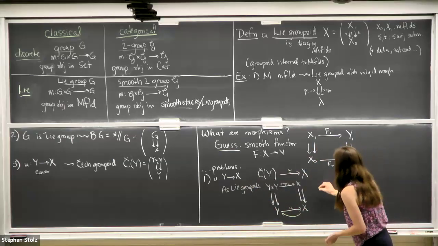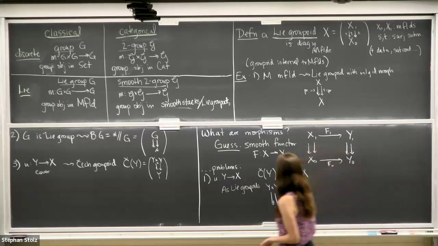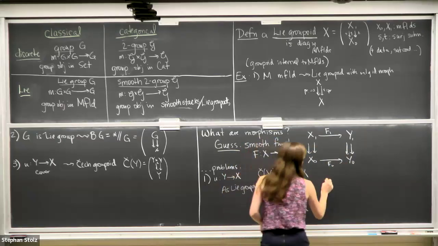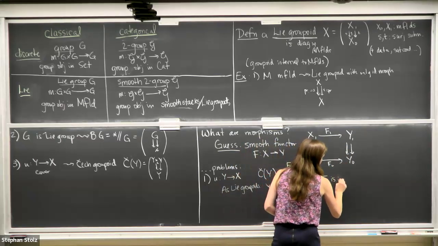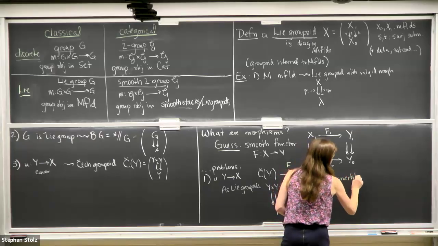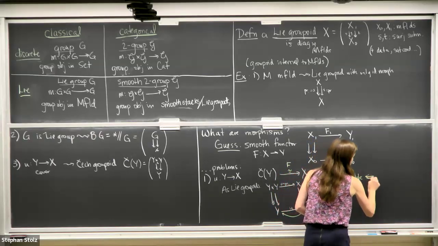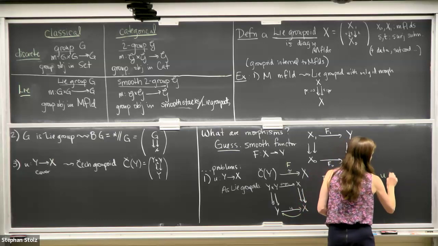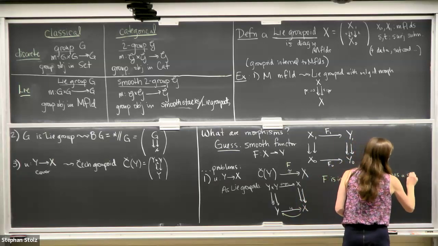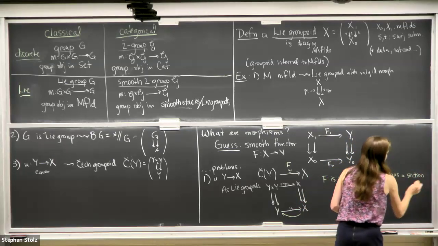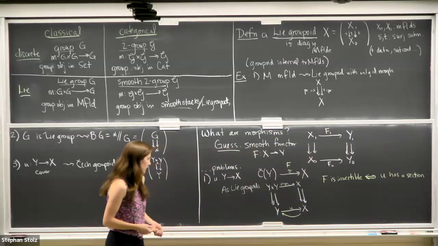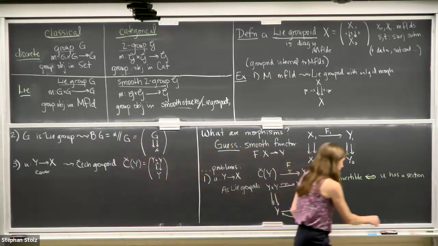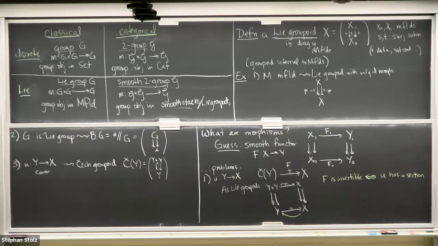So this functor alpha, I'll call this F, this smooth functor F is invertible if and only if your cover U has a section. That's too strong of a condition. Another example, or problem example.